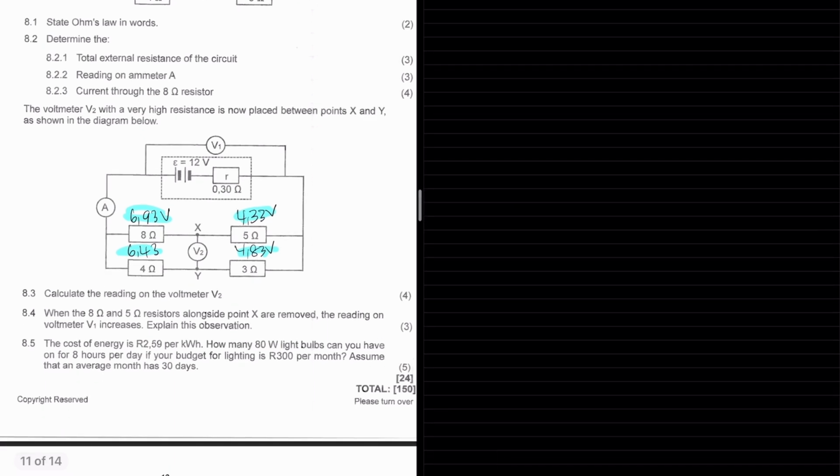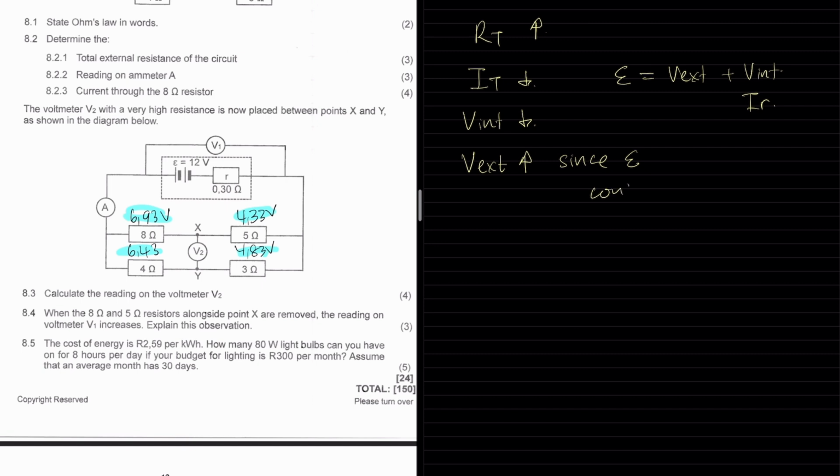8.4 says when the 8 ohm and 5 ohm resistor alongside are removed, the reading on the voltmeter increases. Explain this observation. So if you remove resistors in parallel, the total resistance will increase. That means the total current will decrease. Now we got the equation EMF is equal to V external plus V internal. And remember, V internal is I times small r. So if I total decreases, V internal will decrease. That means V external will increase since EMF is constant.